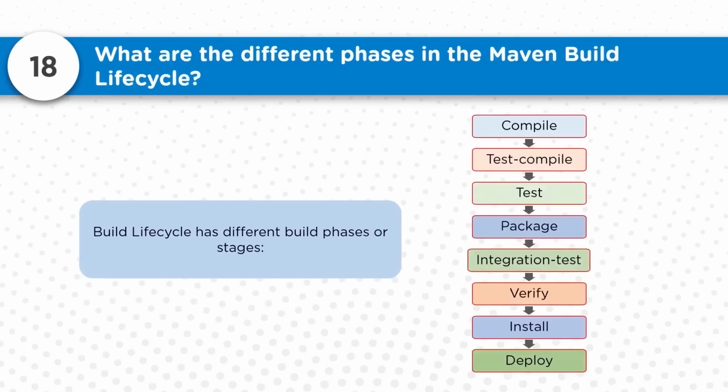Now the build lifecycle has different kinds of phases or stages, because in the previous slide we were talking about the different build life cycles which are available. But these are the different phases, the step-by-step executions, further deep down inside a specific Maven build lifecycle. Here you can see that it's compile, then test compile, test execution, then package, integration test, verify, install, and lastly deploy. So these are the different build phases which are available here.